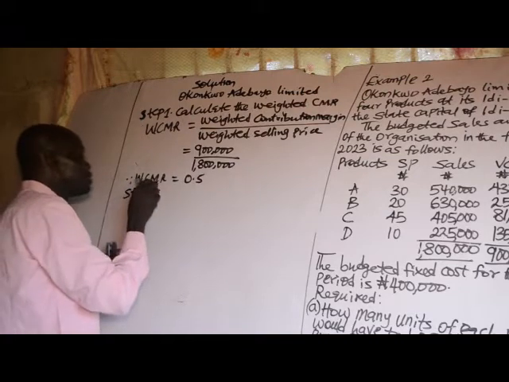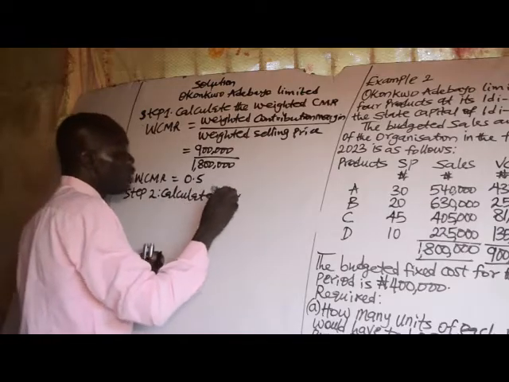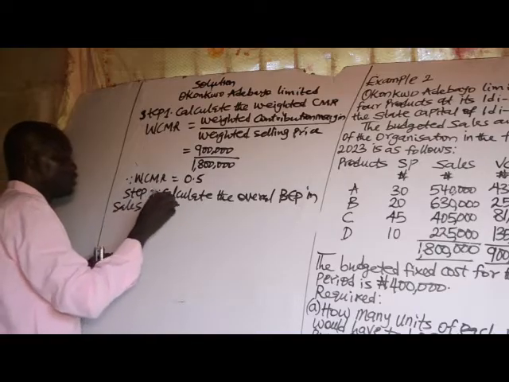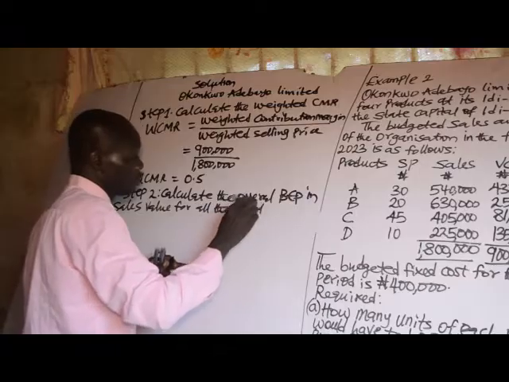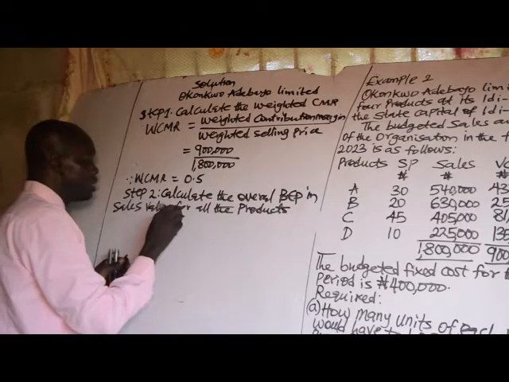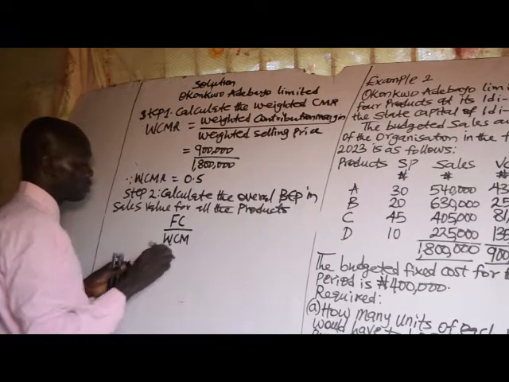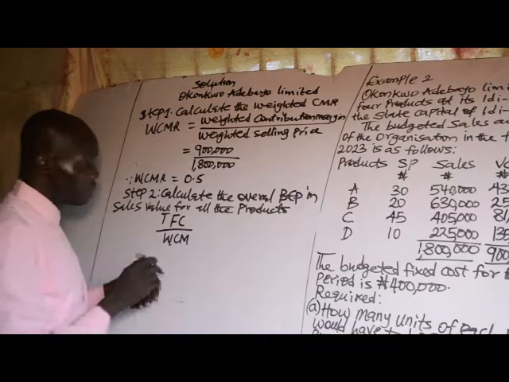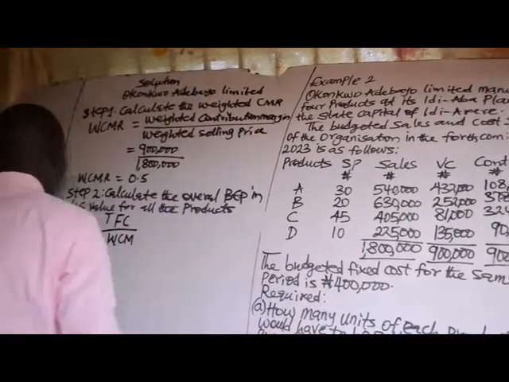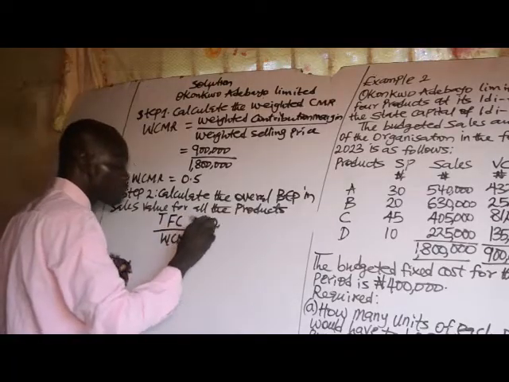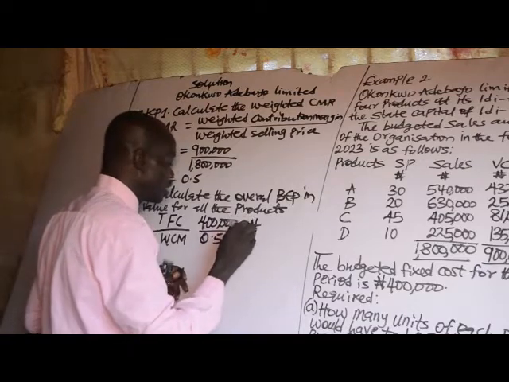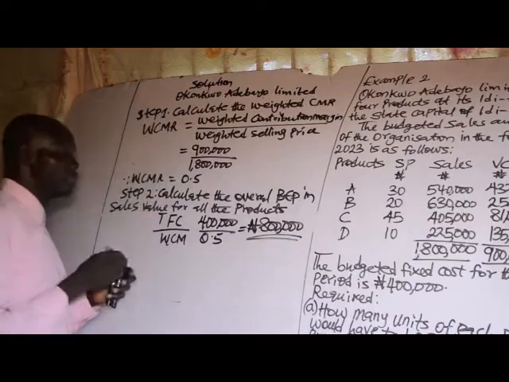Step 2, I said you calculate the overall BEP in sales value for all the products. Now let's compute it, and I told you that it will be obtained by dividing the fixed cost by the weighted CMR. Total fixed cost over weighted CMR. What is our total fixed cost? The budgeted fixed cost for the same period is 400,000, divided by the weighted CMR as calculated, 0.5. 400,000 divided by 0.5 gives us 800,000. That is the overall BEP in sales value.